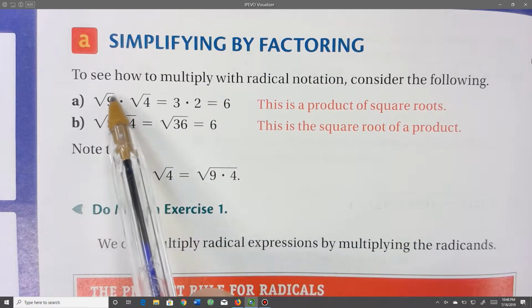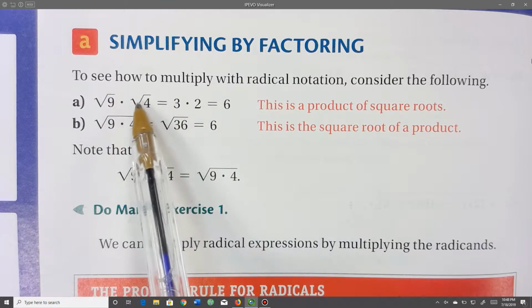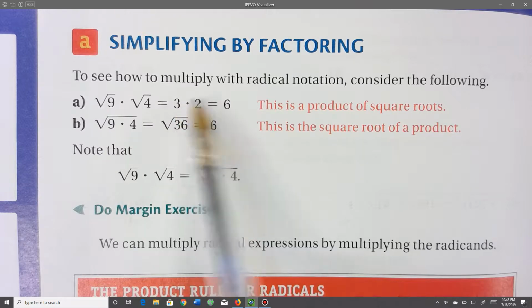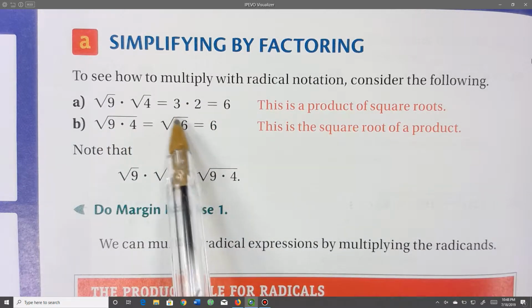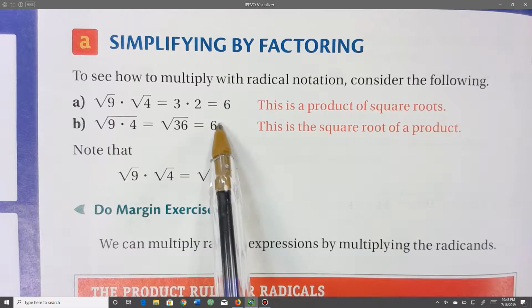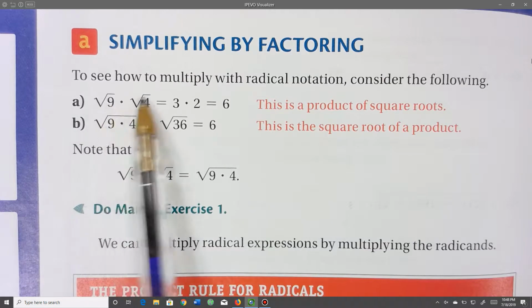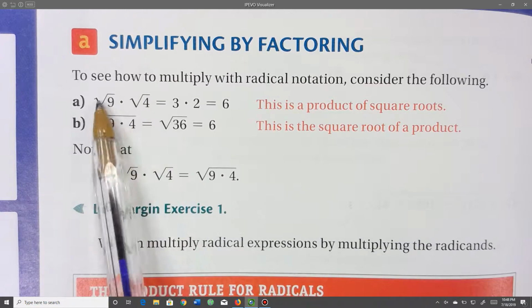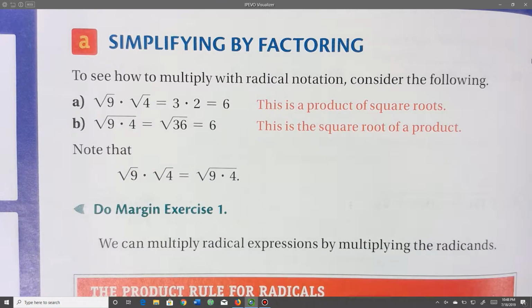See, because if you get the square root of 9, which is 3, and the square root of 4, which is 2, multiplying together, you get 6. If you multiply 9 times 4 and then get the square root of 36, you're still going to get 6. So the rule is to multiply the radicands. If you have 2 square roots, you multiply the radicands, in case you didn't remember that.